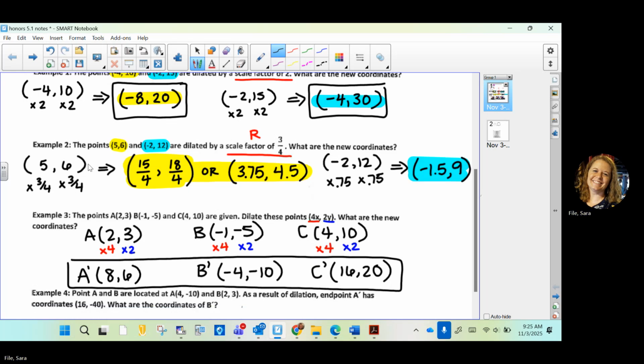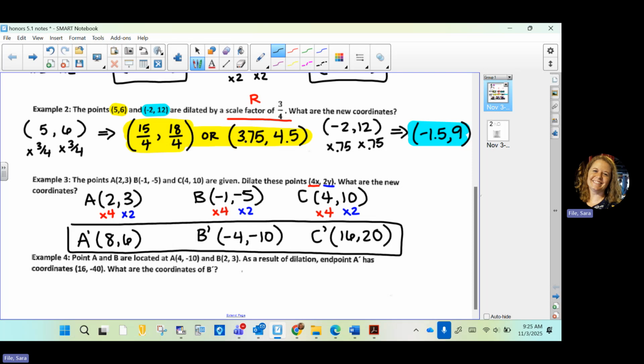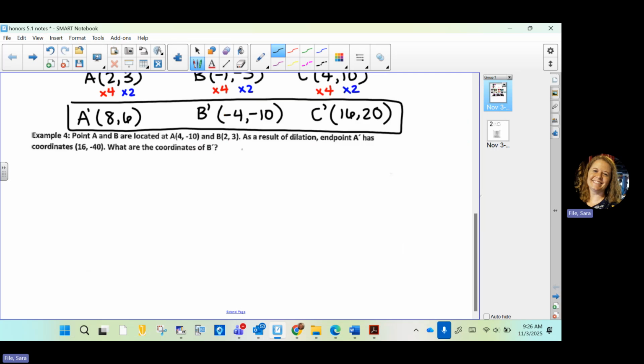Okay. All right, last one on the front, we've got point A and B are located 4, -10, and 2, 3. As a result of a dilation, endpoint A prime, okay, so that little apostrophe there is read as prime again. So A prime, and they give us the new coordinates, and they want to know what the coordinates of B prime would be. So instead of telling us the scale factor, they give us the original point and the new point, and we have to figure out the scale factor and then apply it to point B. Does everybody understand that that's what we have to do here?